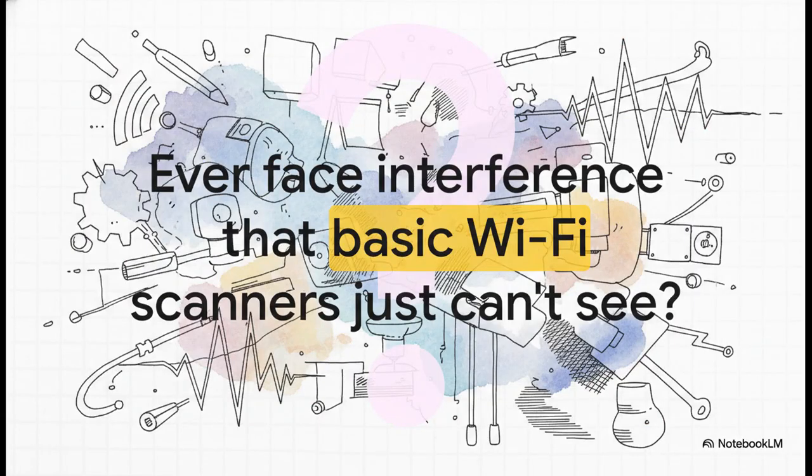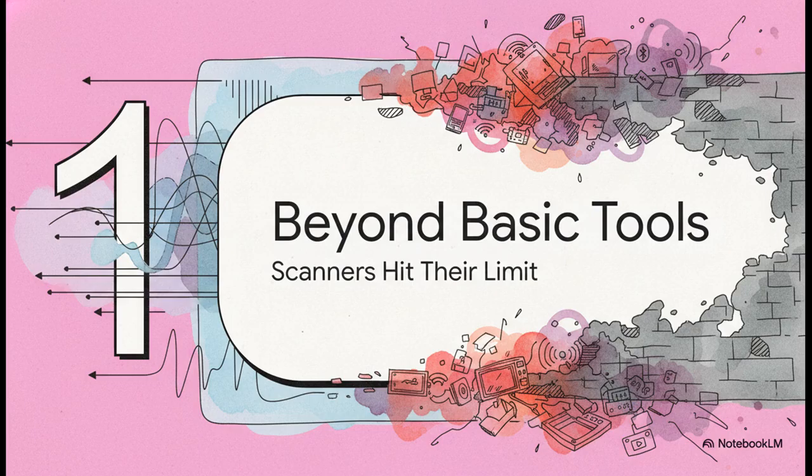So let me just ask you this. Have you ever been on site and you know there's interference? You can feel it, you see the packet loss, the connection drops, but your trusty Wi-Fi scanner says everything's fine. The airwaves look clean. It's maddening, right? Well, that's exactly where we're starting. Look, don't get me wrong, your basic Wi-Fi analyzer is an amazing tool. It's awesome for channel planning, for seeing what other Wi-Fi networks are up to, but the second the problem isn't another Wi-Fi network, that's when these standard tools just hit a brick wall.